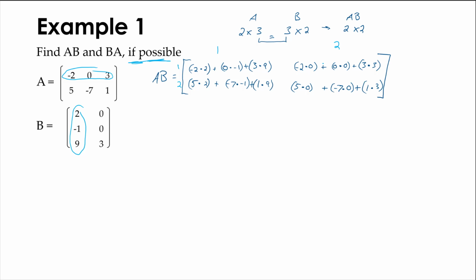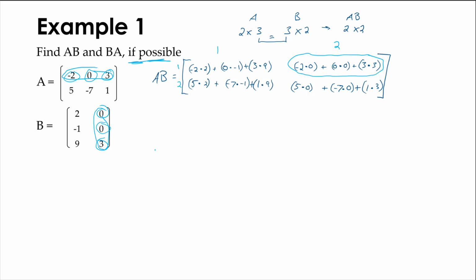Okay, moving on to row 1, column 2. So that's going to be this right here, right? Row 1, column 2. That's row 1 of my first matrix and column 2 of my second. Again, I'm finding the product of my corresponding elements, and I'm adding those products together.